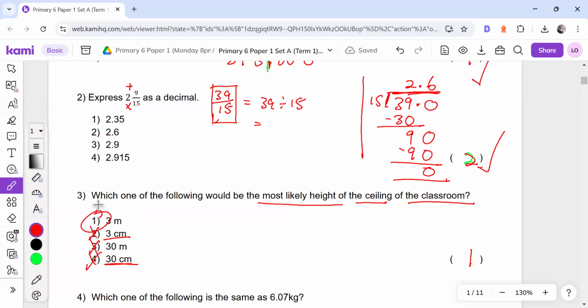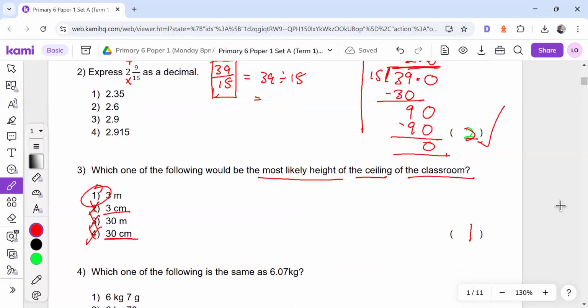Okay, 3 meter. If you're in your house, the ceiling is about 2 meter, 3 meter. That's the height of the ceiling. Anyone get this question wrong? Anyone?